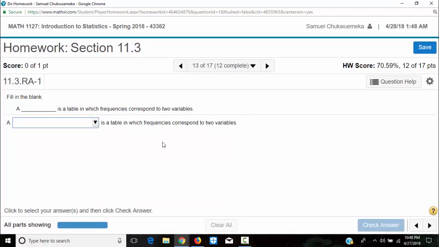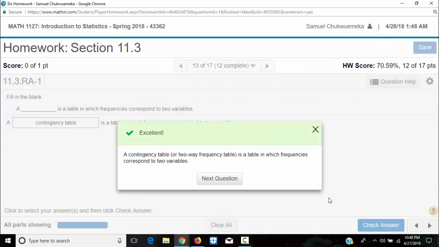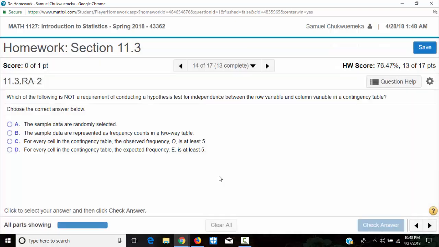Okay, we are done with the calculations. A dash is a table in which frequencies correspond to 2 variables. Contingency table. Or two-way frequency table.